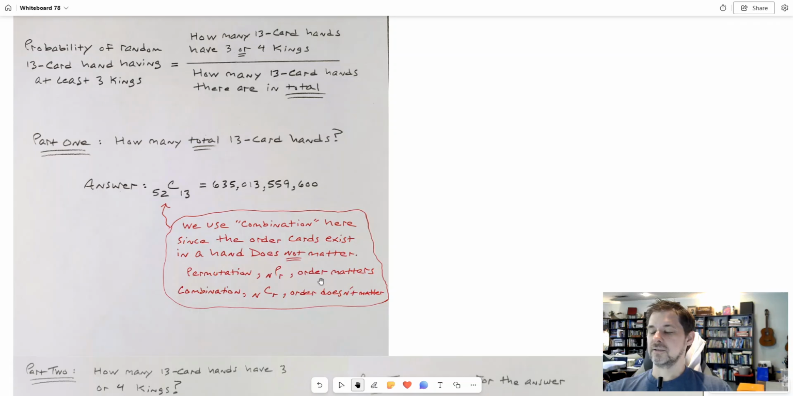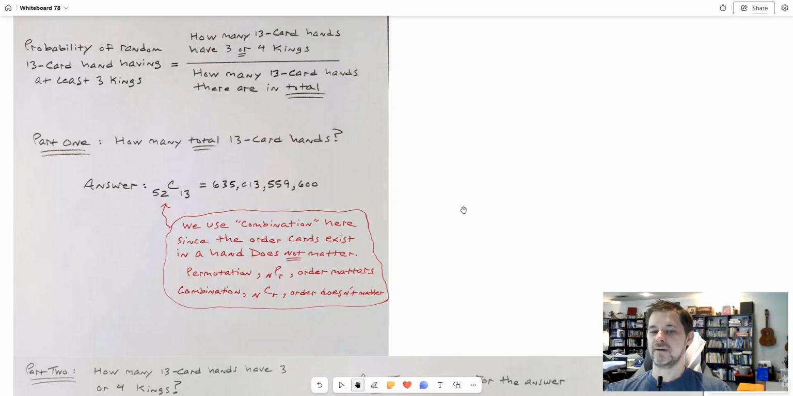All right? So like in a phone number, all the digits, the order those digits are in makes all the difference. Okay, but that's not the kind of thing we're dealing with. In a hand of cards, the order doesn't matter. We're using combinations. All right, so that number right there is how many total 13 card hands there are if you take them from a deck of 52 cards. Okay, so we got that bottom number.